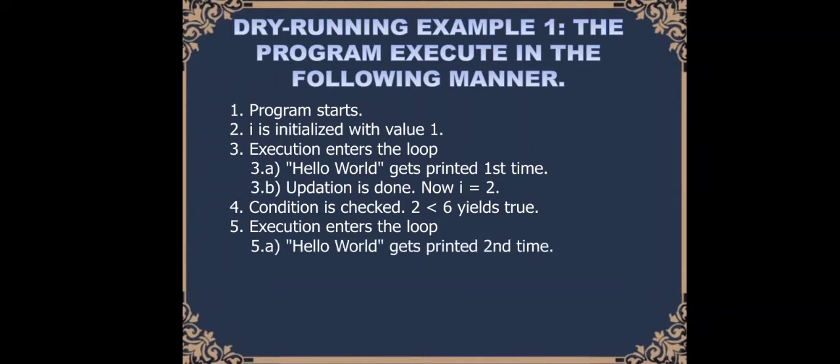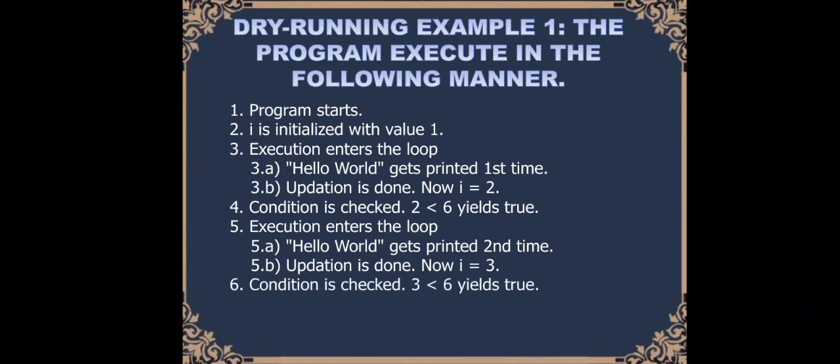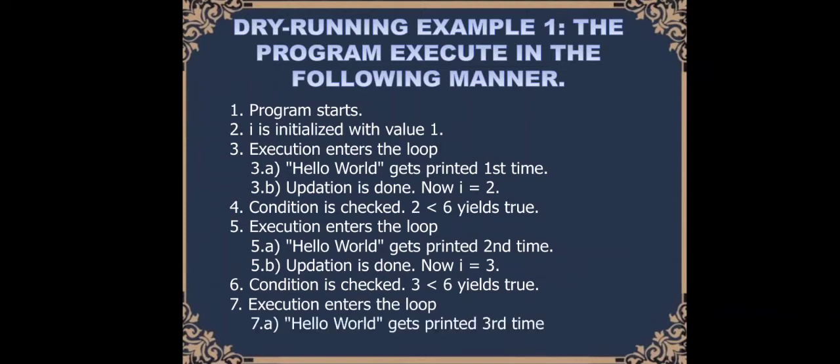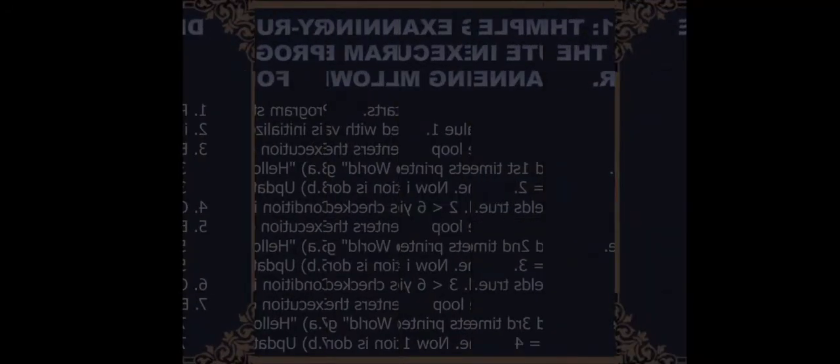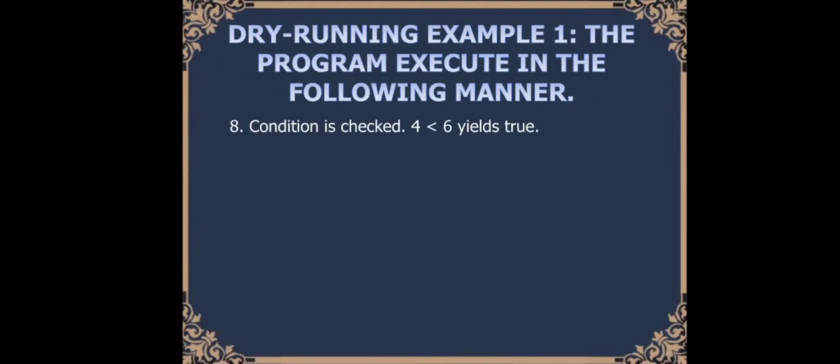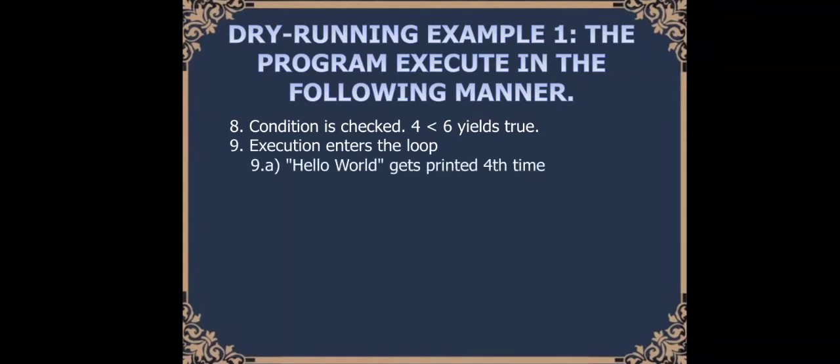Fifth, execution enters the loop. Hello World gets printed the second time. Updation is done. Now i is equal to 3. Sixth, the condition is checked. 3 less than 6 yields true. Seventh, execution enters the loop. Hello World gets printed the third time. Updation is done. Now i is equal to 4. Eighth, the condition is checked. 4 less than 6 yields true. Ninth, execution enters the loop. Hello World gets printed for the fourth time.